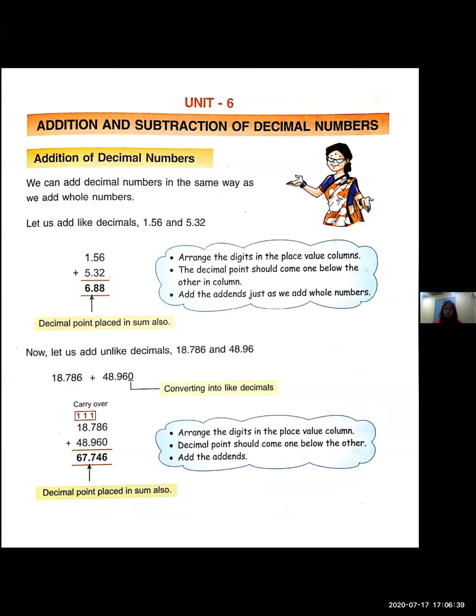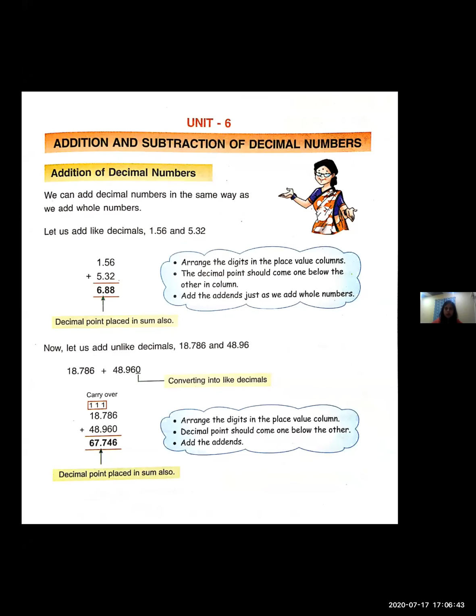For adding decimal numbers, what you have to do first of all: when we add like decimals, we arrange the digits in the place value columns. Then the decimal points should come one below the other in columns. Add the addends just as we add whole numbers. So this is how we add like decimals.